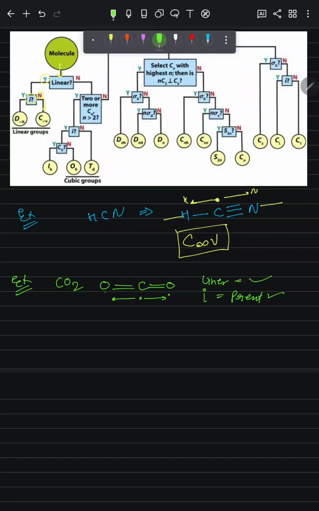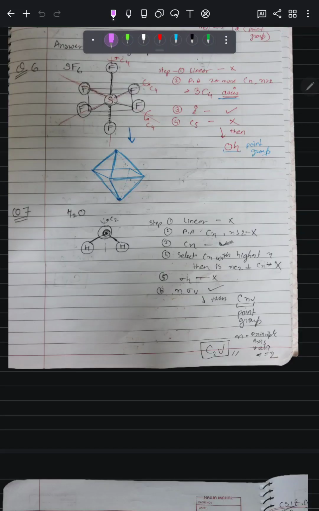So according to this, if we go from molecule linear, yes, inversion, yes, then D infinity h will be the point group of CO2. Now let's discuss another example, which is SF6.